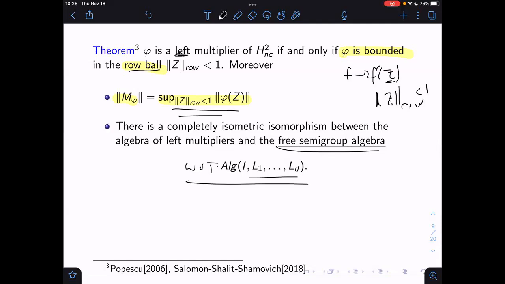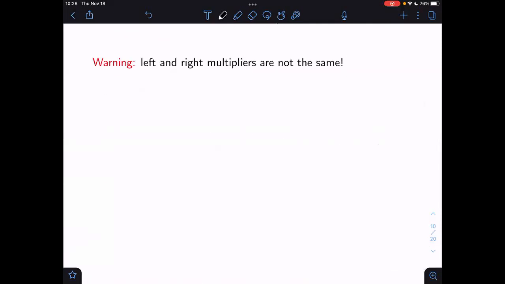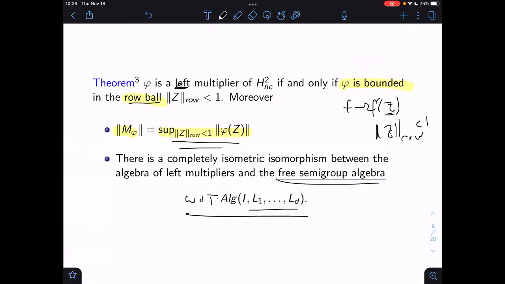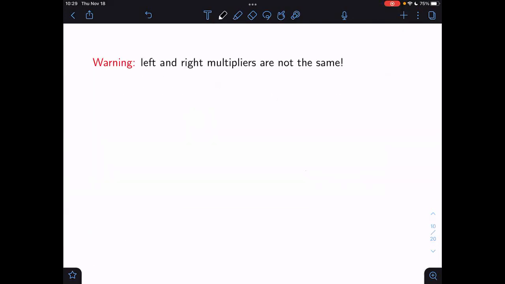I stated this here for the left, and maybe as a quick warning, you can ask, well, there should be an analogous thing on the right, but if you stare at it for a minute, the left and right multipliers are not the same set of functions. So you need a different theorem here on the right. And the point is that the row ball is not the right domain. Maybe I'll leave it as a puzzle for you, if you're interested, to figure out what the right domain is. But the left and right multipliers are not the same. And maybe, in the interest of time, I may not want to go through this example in too much detail, but here's the idea.